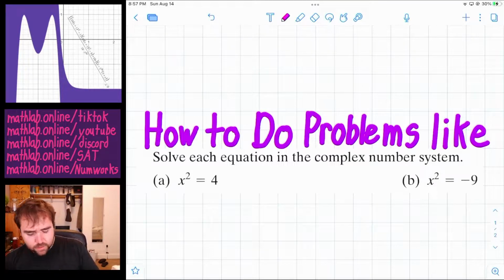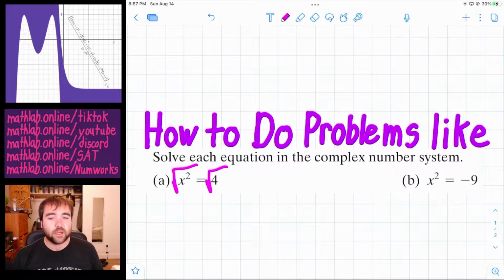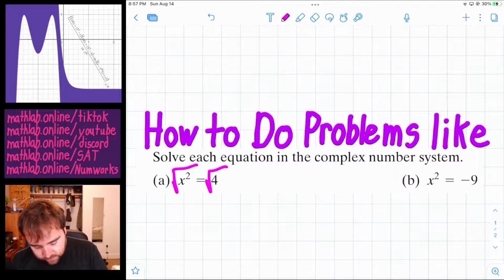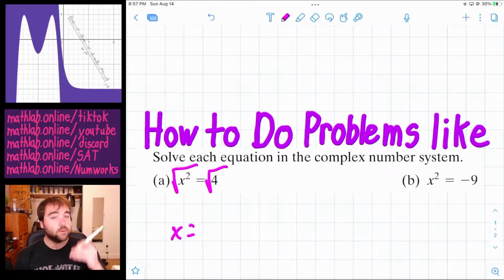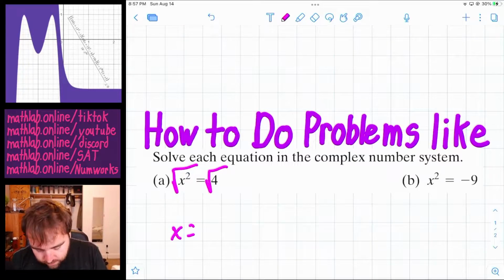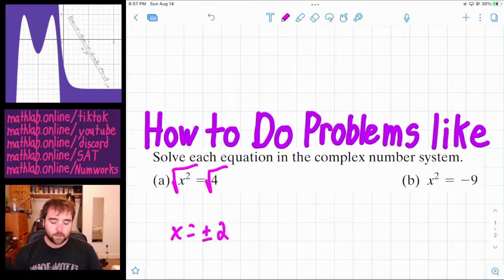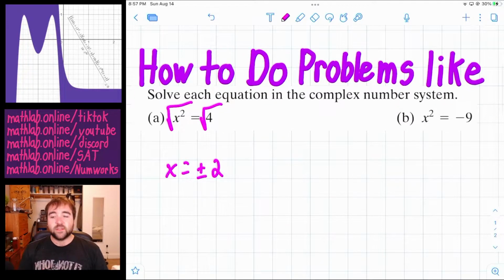So A, x squared equals 4. So you've got to get rid of the squared. You've got to square root both sides. So you get x equals, don't forget, plus or minus 2. And that's the answer. So is that a complex number?